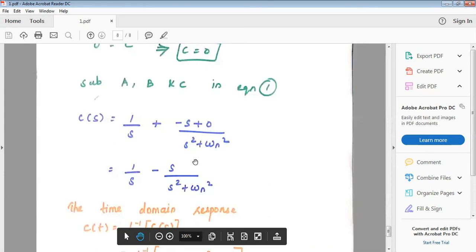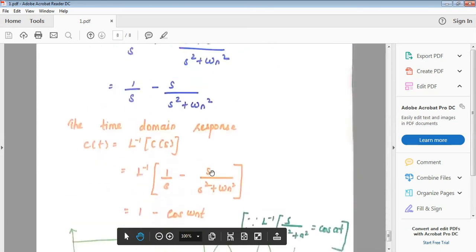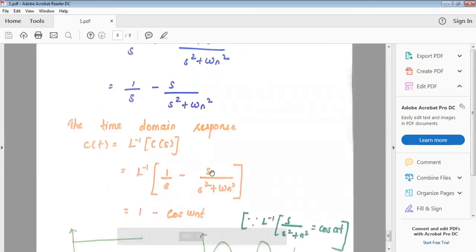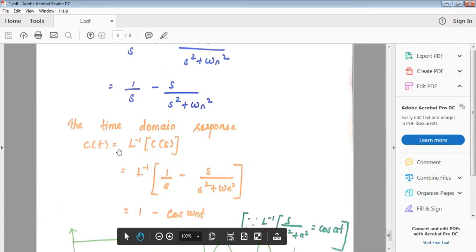By rearranging this term, we get 1 by s minus of s divided by s square plus omega n square. Now, to find the time response, we have to take the inverse Laplace transform. To convert this frequency domain response into the time domain response, we take the inverse Laplace transform of C of s, which converts it to C of t.